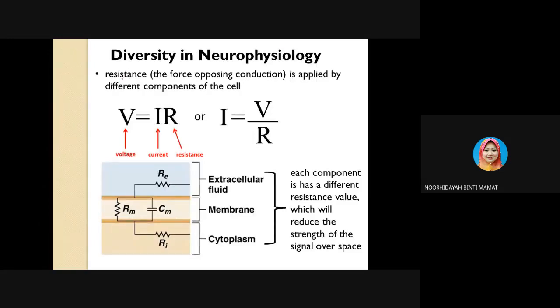The resistance, which is the force opposing the conduction, is applied by different components of the cell: the extracellular fluid, the membrane, and the cytoplasm. Each component has a different resistance value, which will reduce the strength of the signal over space, going down from the extracellular fluid to the membrane to the cytoplasm. Each compartment reduces the strength of the signal.